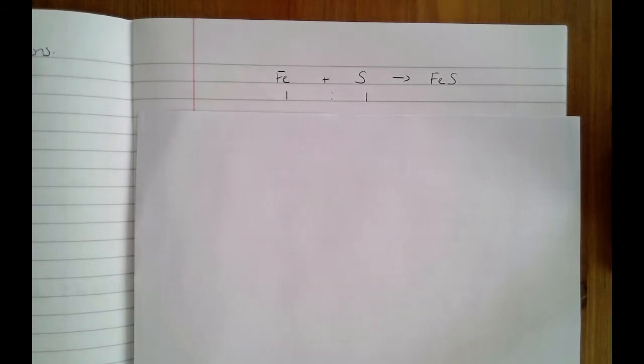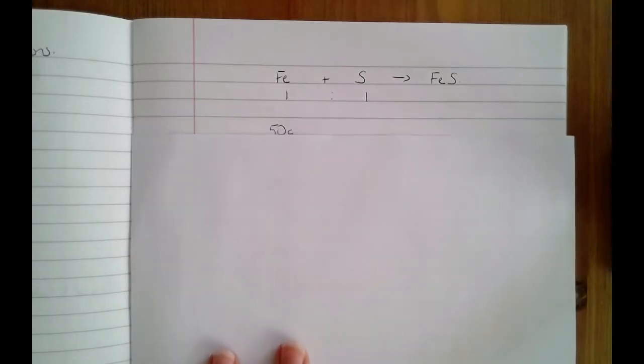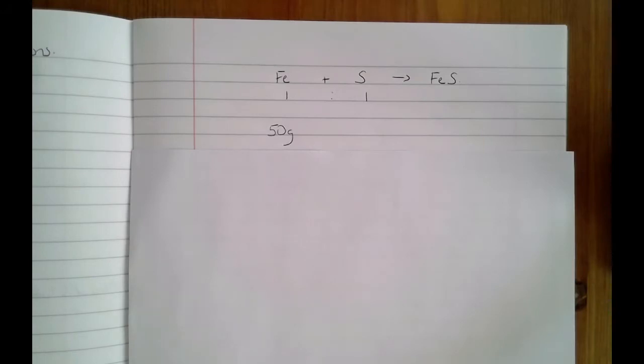But if I was actually carrying out this reaction, I wouldn't know the amount of atoms that I was starting out with. I wouldn't be able to measure out 1,000 atoms of iron. Instead, what I'd be doing is I would be getting the mass of iron. So I would use my mass balance and I would get the mass of a certain quantity of iron. And let's just say I wanted to start with 50 grams of iron.